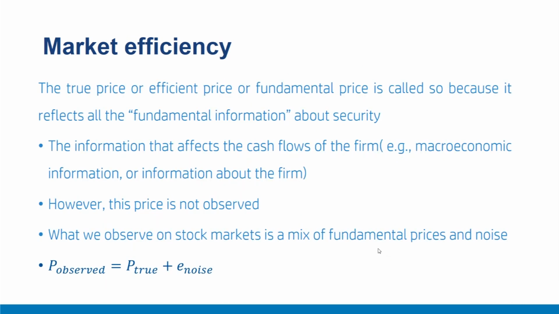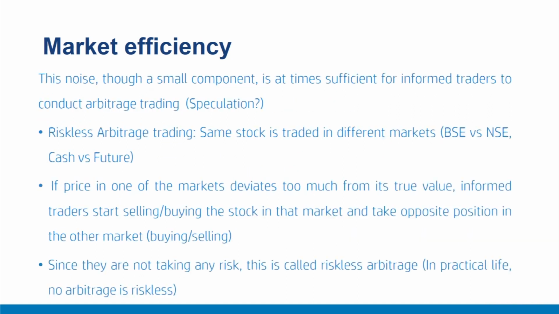The efficient price or fundamental price is called so because it captures all the fundamental information about a security. This kind of information can be macroeconomic information, information about the firm, all that information that affects the cash flows, and therefore if one discounts those cash flows, one should get that actual fundamental price. However, in financial markets, we do not observe this price. What we observe is a mix of fundamental price and noise, that is, observed price equals true price plus noise, and therefore this price is heavily fluctuating.